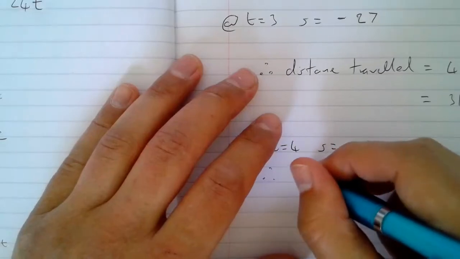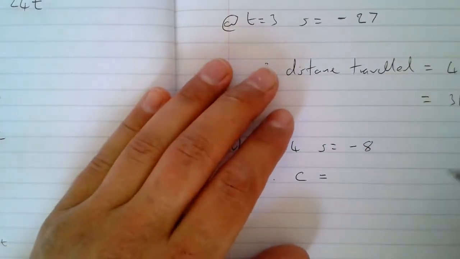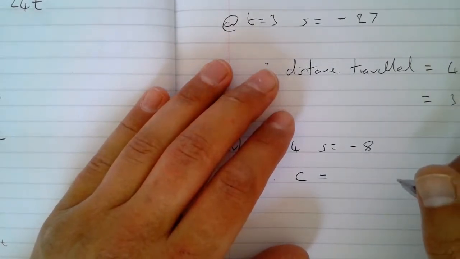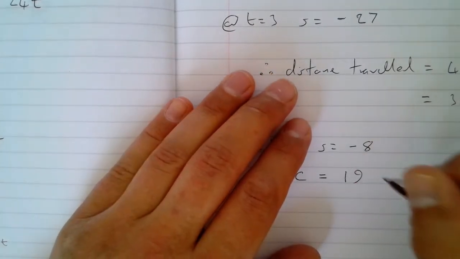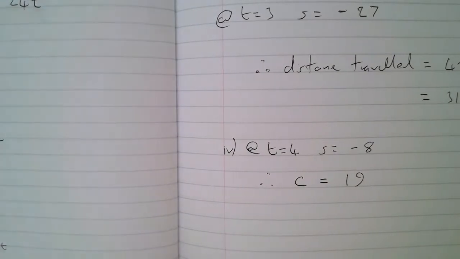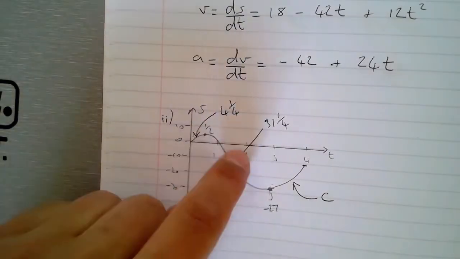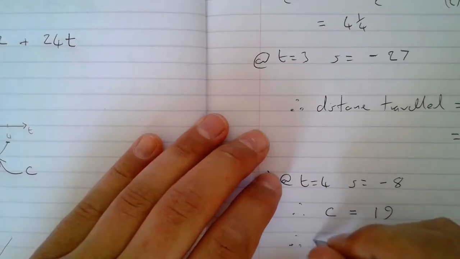Therefore, C, in terms of distance travelled, is going to be minus 27 to minus 8. So that's going to be 19 altogether. So what you need to do now is just say, well, if they're the 3 different distances, that one, that one, that one, and if I add them all together, I'll get the total distance.